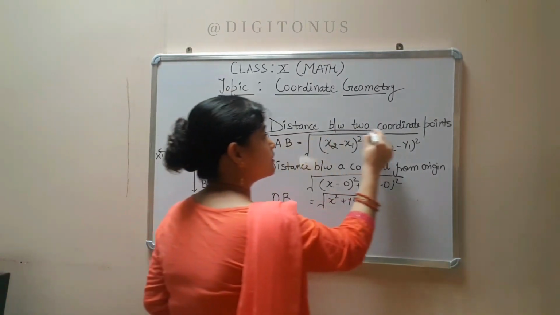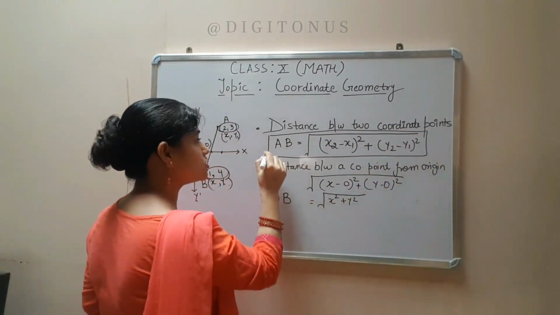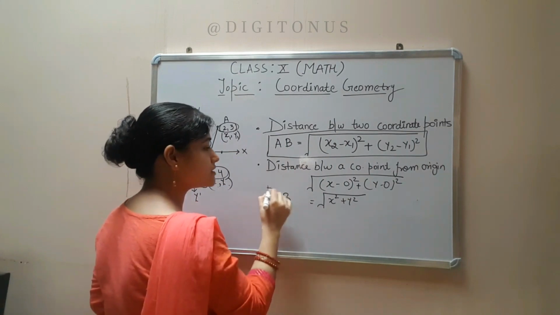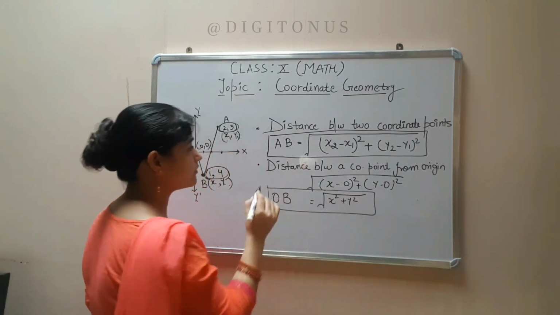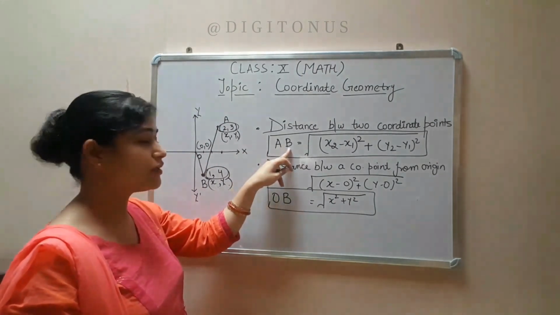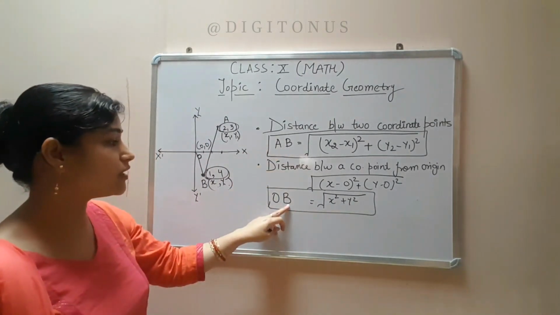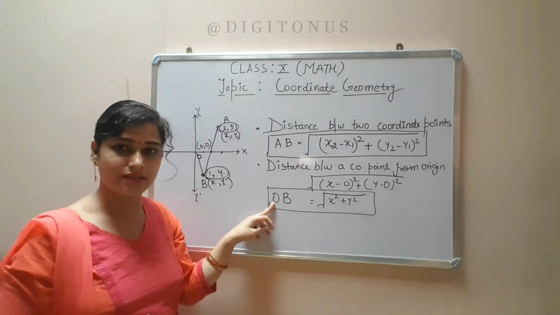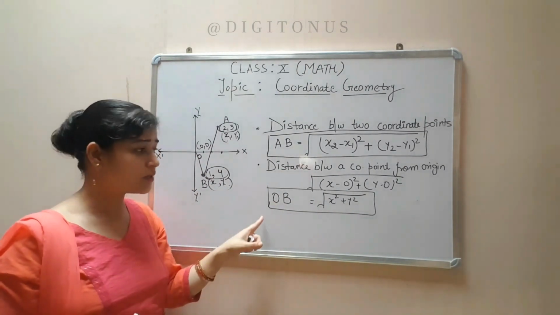So note down these two formulas. Both are the same but a little different. Note down these two formulas: the distance between two coordinate points, and the distance of one coordinate point from the origin. Clear? Note down.